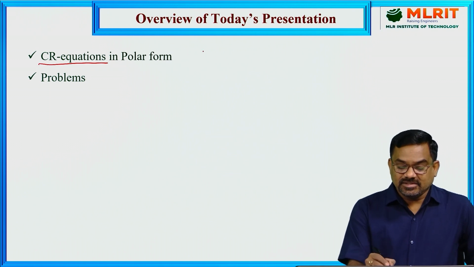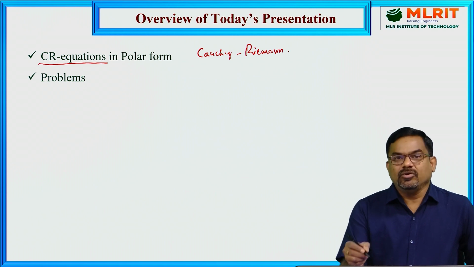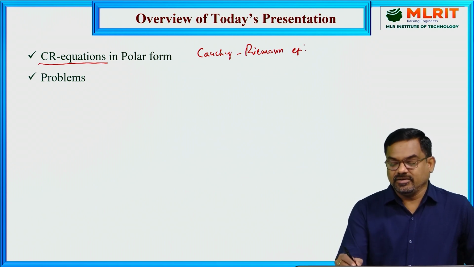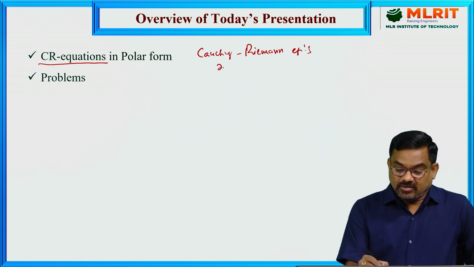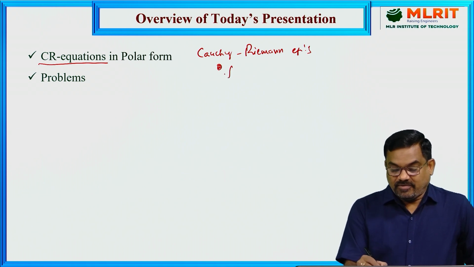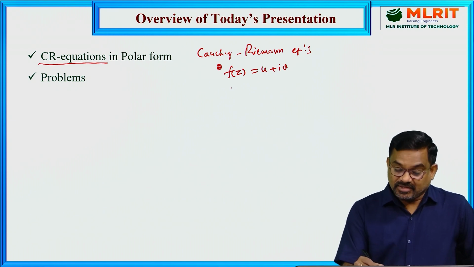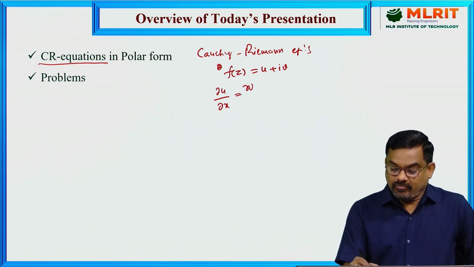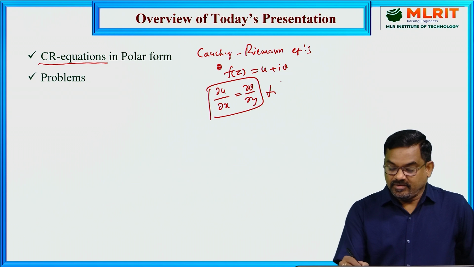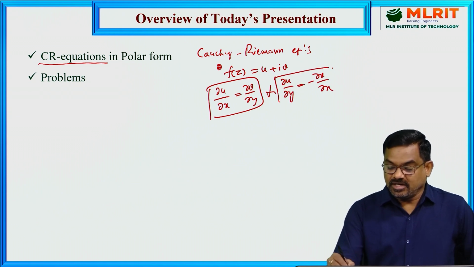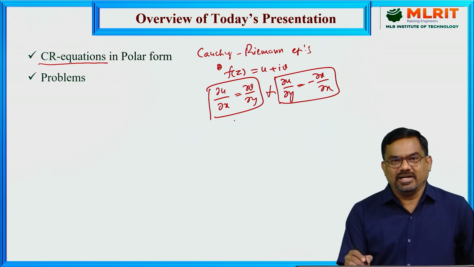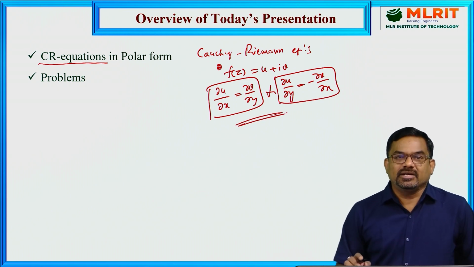What are CR equations? Cauchy-Riemann equations. We know the Cauchy-Riemann equations in Cartesian form. If f(z) is in the form u plus iv, where u and v are functions of x and y, then if ∂u/∂x is equal to ∂v/∂y and ∂u/∂y is equal to minus ∂v/∂x, these are called the Cauchy-Riemann conditions or Cauchy-Riemann equations in Cartesian form.